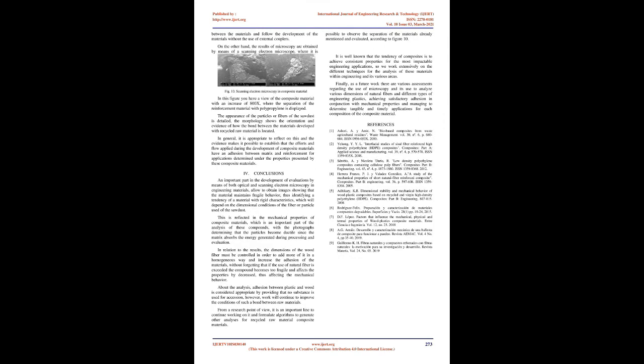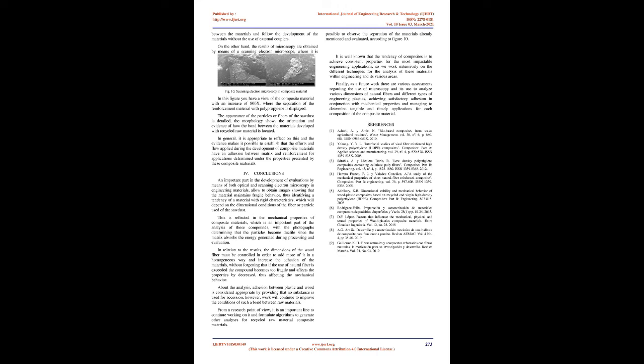The figure shows that as the amount of sawdust in the composite material increases, the separation between polypropylene and sawdust decreases, so it is interpreted that, in this type of compound with natural fibers, the fibers must be specifically controlled in order to minimize the separation between the materials and follow the development of the materials without the use of external couplers. On the other hand, the results of microscopy are obtained by means of a scanning electron microscope. In this figure you have a view of the composite material with a magnification of 800x, where the separation of the reinforcement material from polypropylene is displayed.